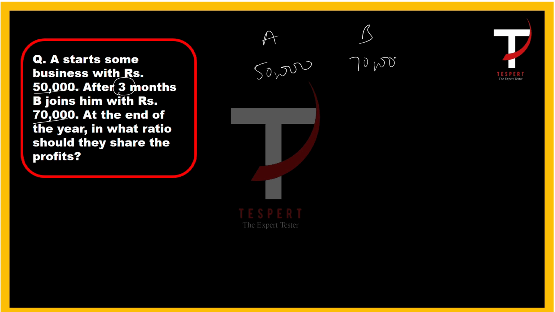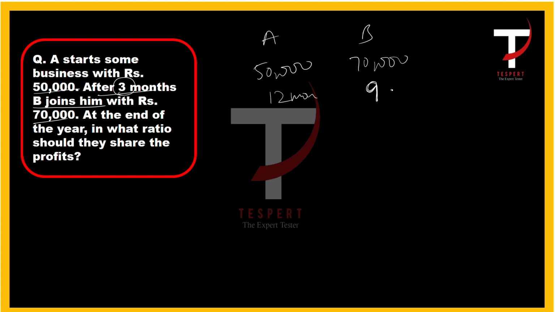After 3 months, B joins A. After 3 months means, if A started in January, B will be joining after 3 months. So he will be investing for 9 months and A will be investing for 12 months.